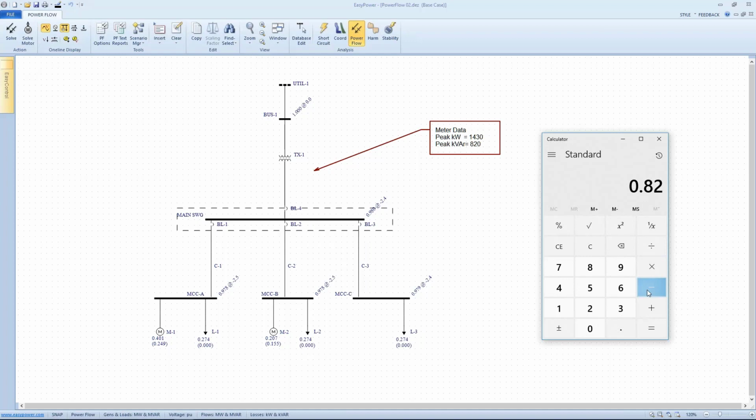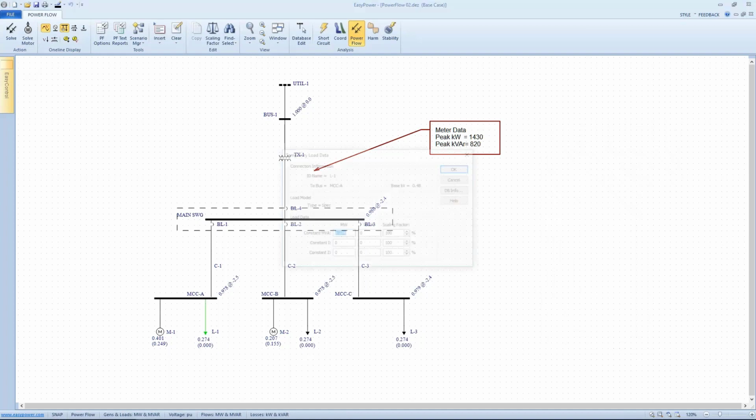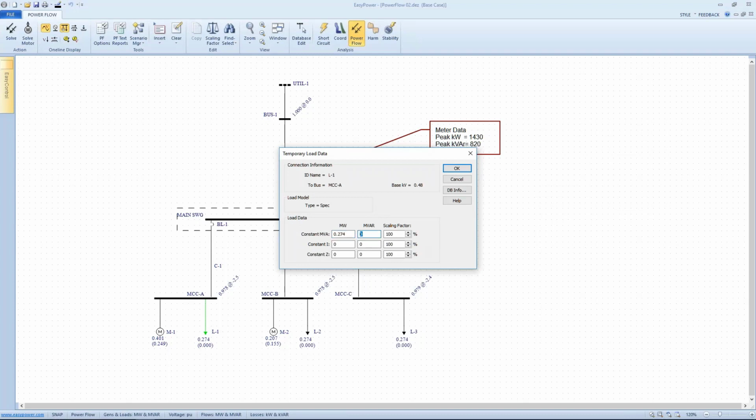So we want to take out the reactive power of 0.8 and subtract 0.249 and 0.155 and divide that by 3 to spread it out. So I'm going to add 140 to each of my distributed loads.